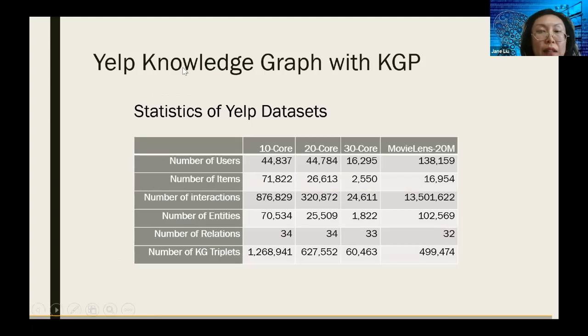Now, looking at the Yelp knowledge graph, we generated all these data sets using the KGP. We have the number of users, items, interactions, entities, relations, and KG triplets. This is the 10-core, this is the 20-core, and this is the 30-core. And this is for MovieLens.